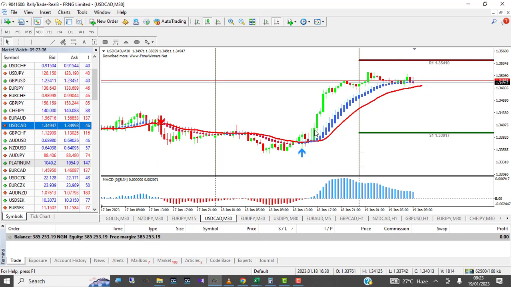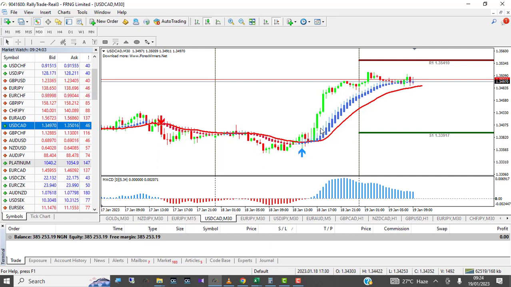Then you can see the candlestick here is a bullish candlestick, right? And you can see it closes above my moving average. We can also look out for the candlestick that opens and closes above the moving average, but this one is a little bit rocky, but you can see it closed above the moving average, right? That's also a bullish signal.